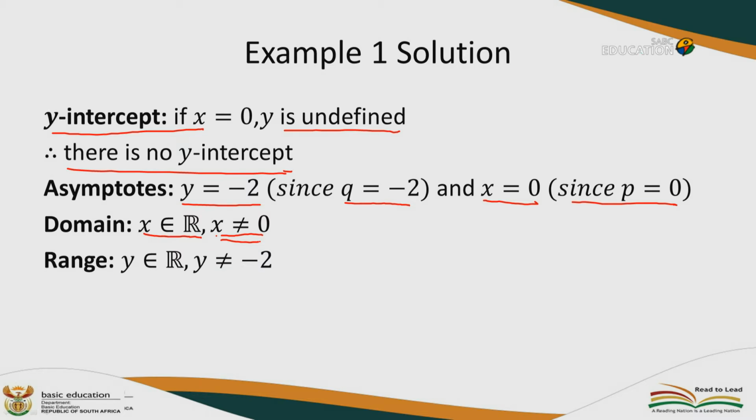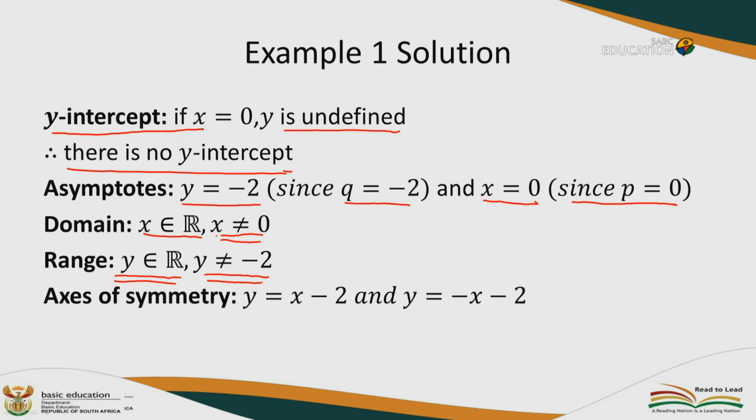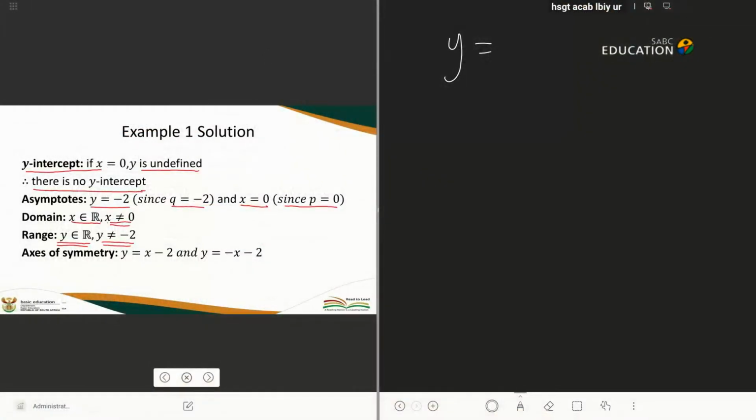Now let us look at our range. Our range is going to be y, an element of all real numbers, except where you have the horizontal asymptote. And where do we have the horizontal asymptote? We have it where y is equal to negative 2. So our range will be y, an element of all real numbers, but y should not be equal to negative 2. Okay, so let us look at the axis of symmetry. From our equation, we said that the equation is y equal 2 over x minus 2. Okay, so I told you that this part will give us the axis of symmetry.